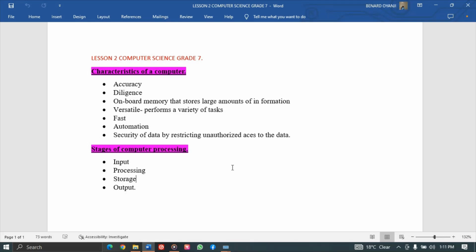Apart from that, we are going to also talk about the stages of computer processing. So a computer does its processing in 4 main stages. We have the input, we have the processing, we have storage, and we also have the output.